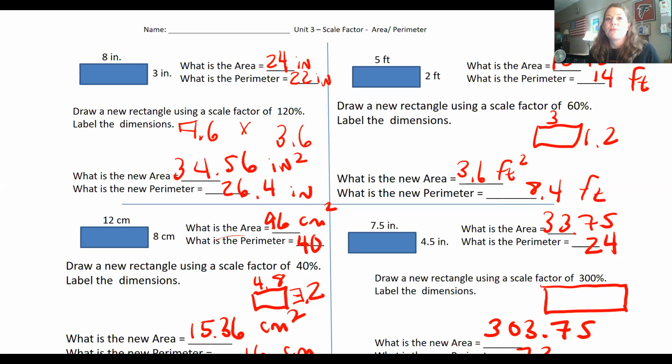So we didn't figure out our new dimensions. 7.5 times 3 is 22.5. And our other width is 13.5. So then hopefully when you check our answers on the bottom with these numbers, we'll get it right. So 22.5 times 13.5 is in fact 303.75. And then 22.5 doubled plus 13.5 doubled is in fact 72. So we are correct. All right, guys, so hopefully you all did well on this.